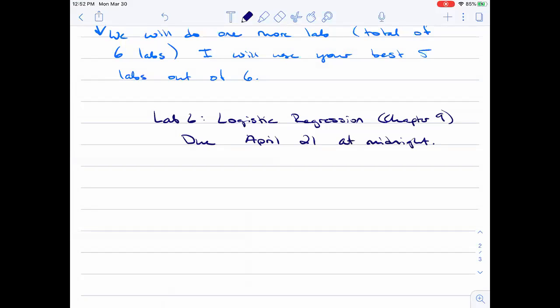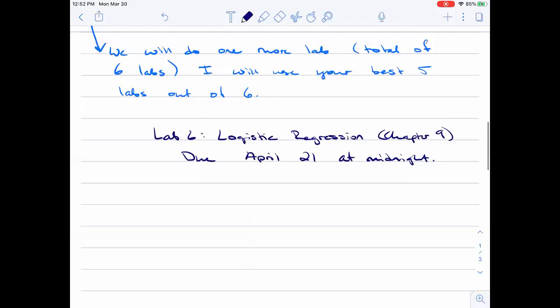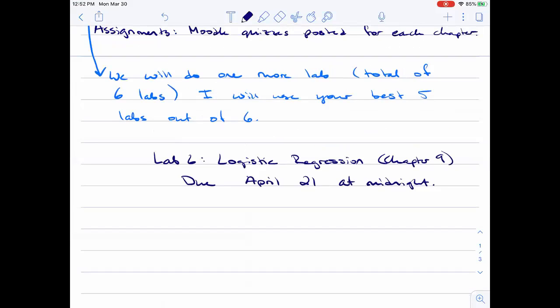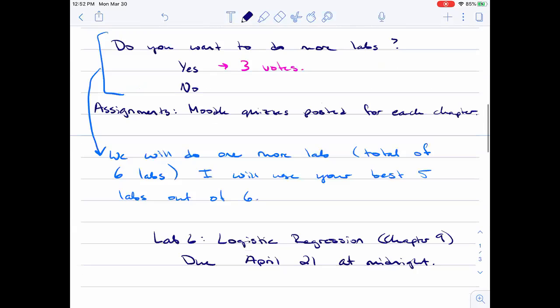We will have a lab 6. It's going to be on logistic regression, but like I said, I'll just take your best 5 labs out of 6 for your lab mark, and that should secure a pretty high grade for everyone. So hopefully that's good, and even if you don't want to or don't have time to do the last lab, then that's fine. It's kind of in your hands.